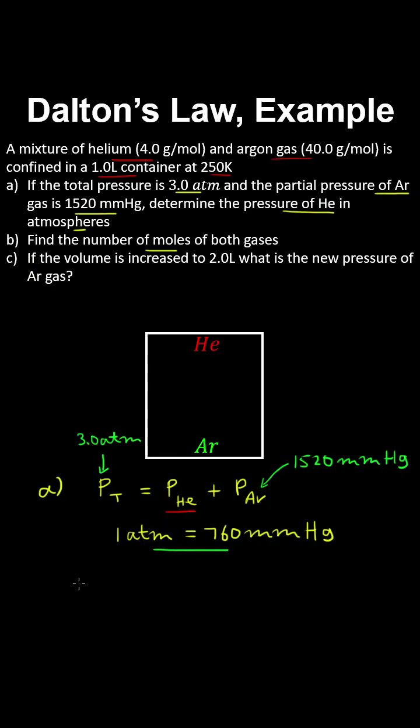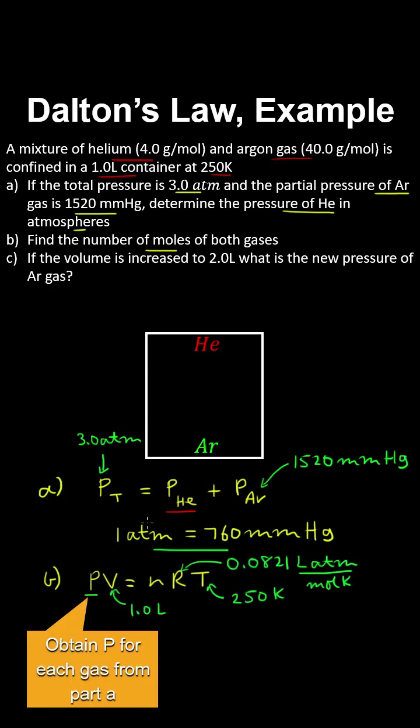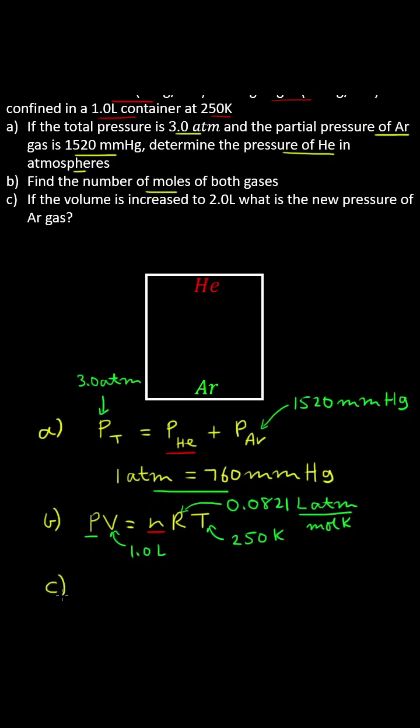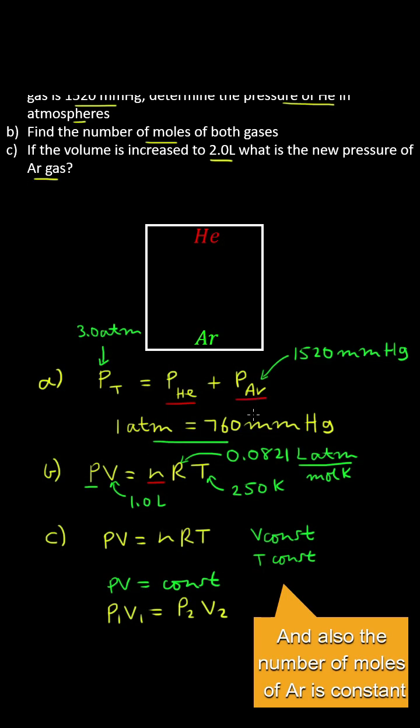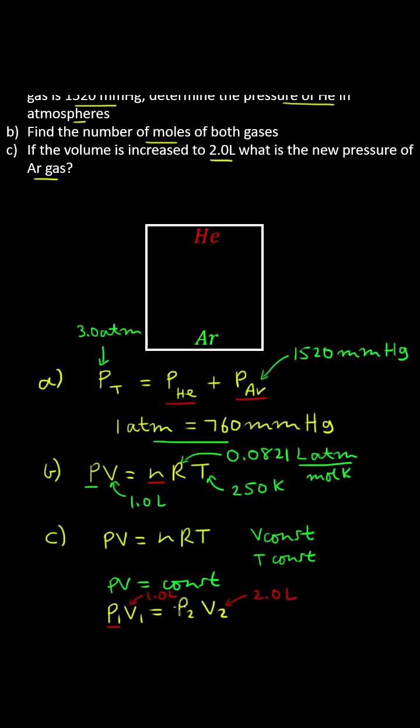Now find the number of moles of both gases. We can do that by applying the ideal gas law to each individual gas, so therefore you can solve for the number of moles of each gas. And if the volume is increased to 2 liters, what's the new pressure of argon gas? Well, in this case, using the ideal gas law, the temperature is constant, so therefore the pressure times the volume is constant. So given the partial pressure of argon gas from part A, we can solve for the new pressure.